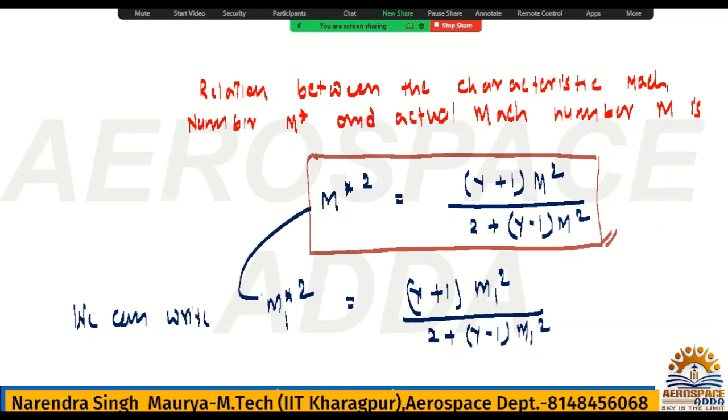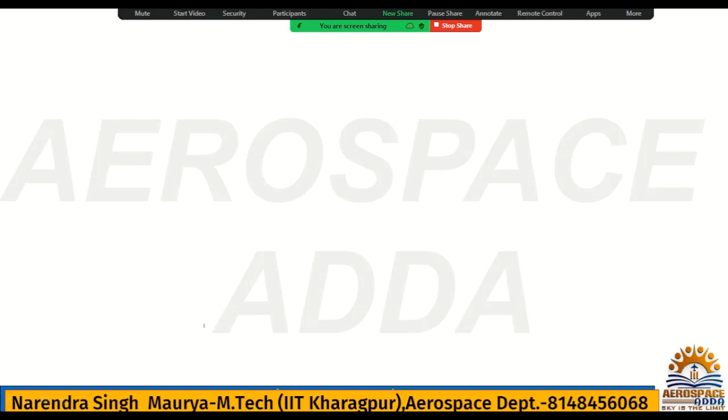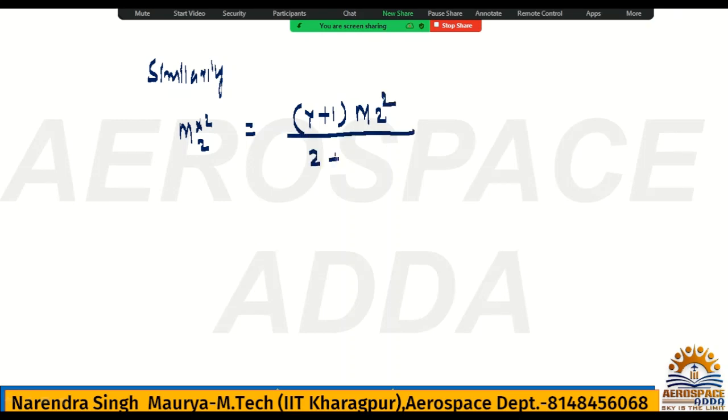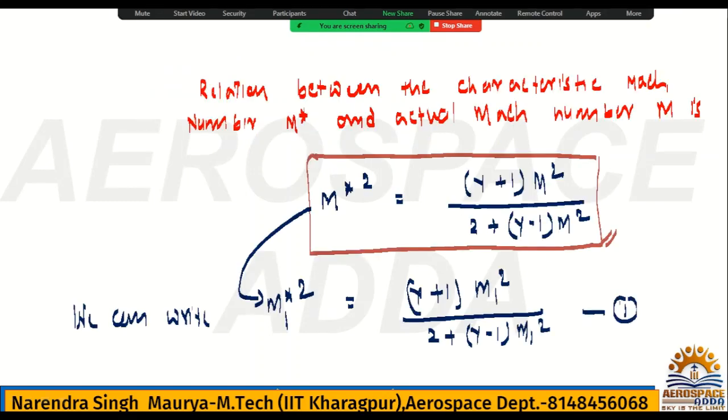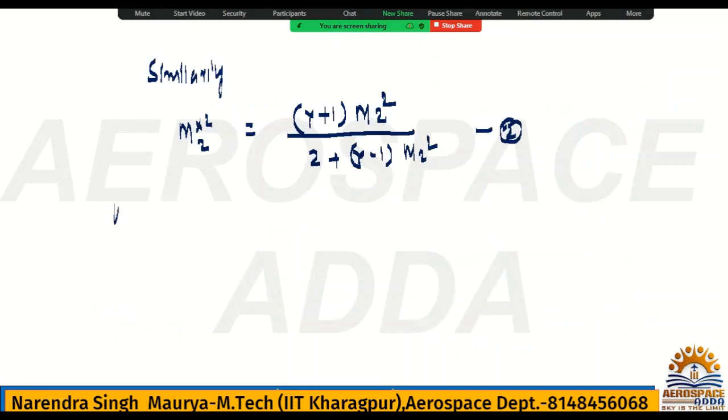And how can we write it? Similarly, we can write M2 star square equals gamma plus 1 M2 square divided by 2 plus gamma minus 1 M2 square. This is result 2 and this is result 1.